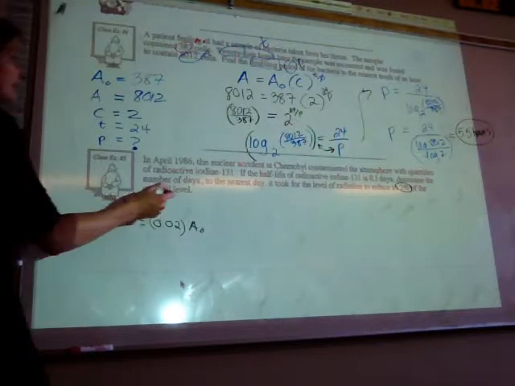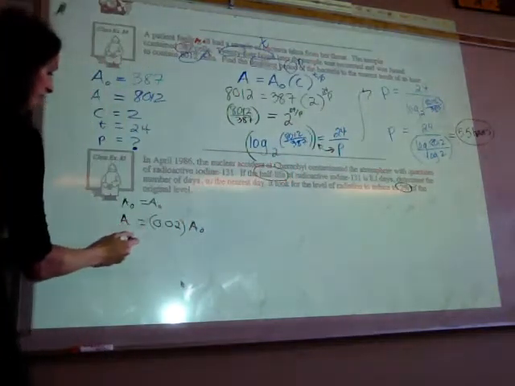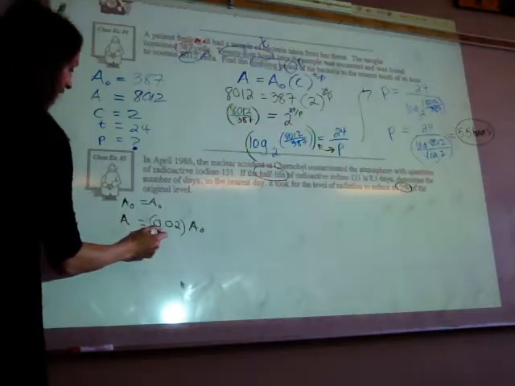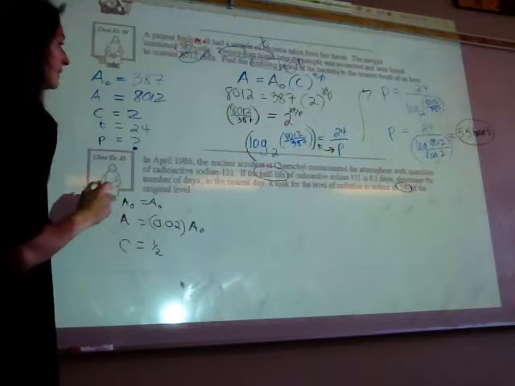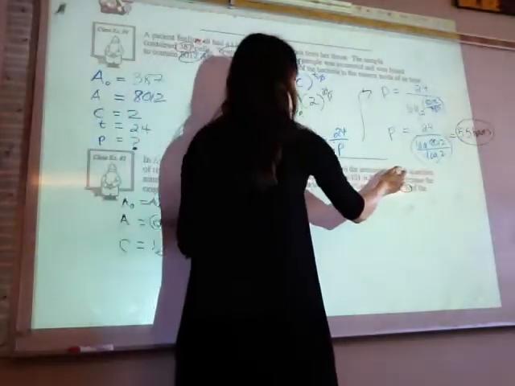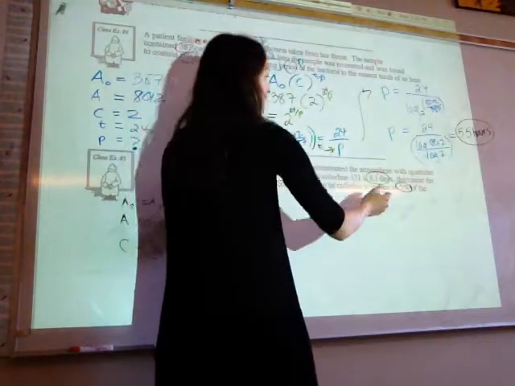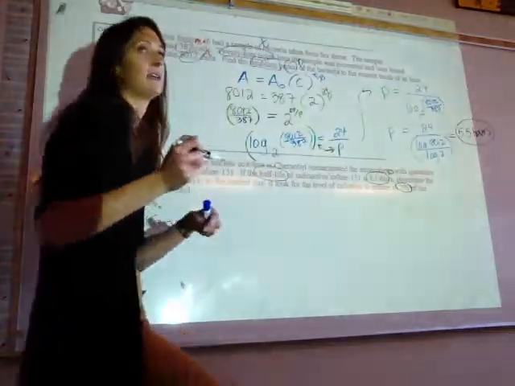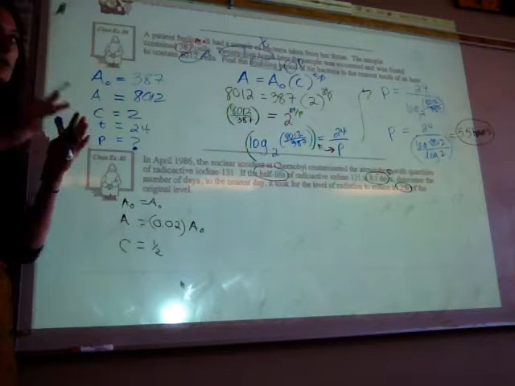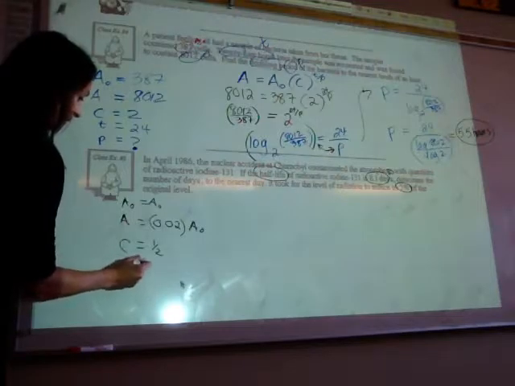Okay, there is a half-life. So what is your constant? It's going to be a half. And then they're telling us that the half-life itself took 8.1 days. That's going to be our P. For just the half-life, it's 8.1 days, not the whole amount of time. So P is equal to 8.1.